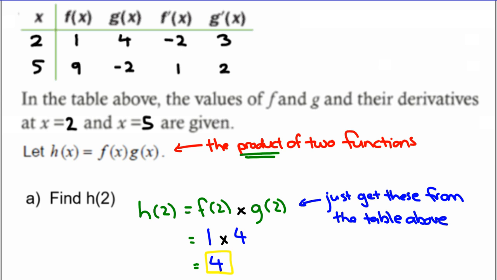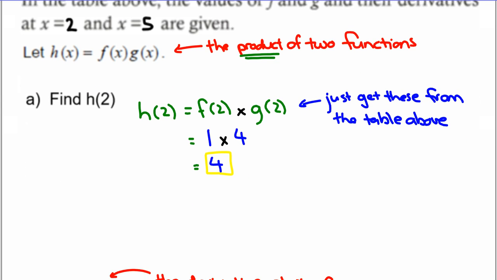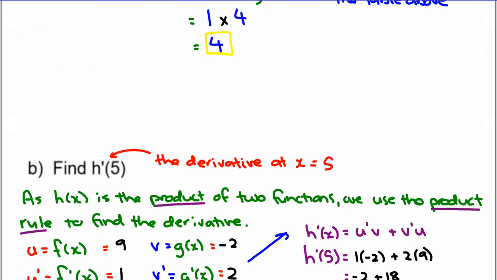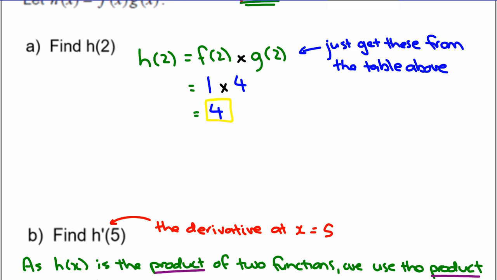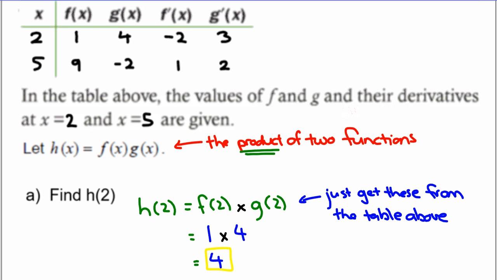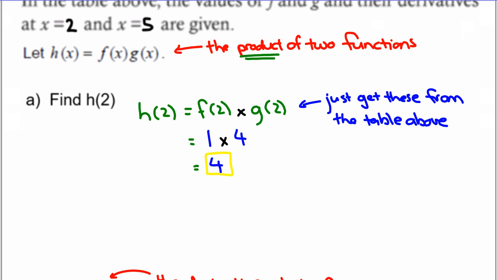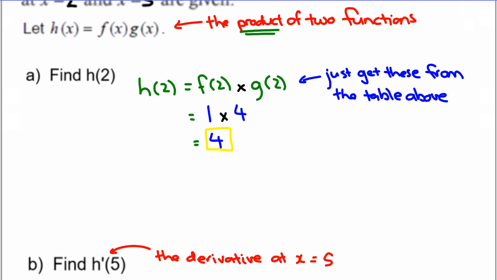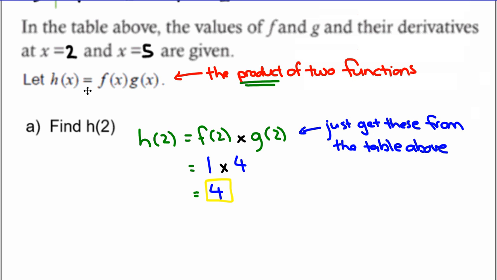A little bit more complicated if they say find h dash of 5. So notice h dash of 5, so we're dealing with this row here instead. So here we go, h dash of 5. They mean the derivative of h of x, but at x equals 5, if you subbed in 5 into that. So remember, h of x is a product of two functions, so to find h dash of x, we have to use the product rule.